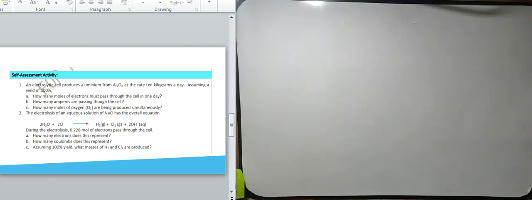So let's try to solve number 2. The electrolysis of an aqueous solution of sodium chloride has the overall equation: 2 molecules of water plus 2 chloride will yield 2 hydrogen gas, and chlorine gas plus 2 hydroxide. So during the electrolysis, 0.228 mole of electrons has passed through the cell. So letter A, how many electrons does this represent? Letter B, how many coulombs does this represent? And letter C, assuming 100% yield, what masses of hydrogen and chlorine gas are produced?